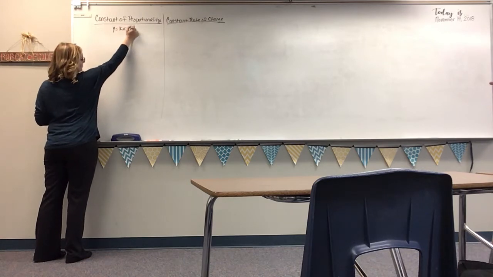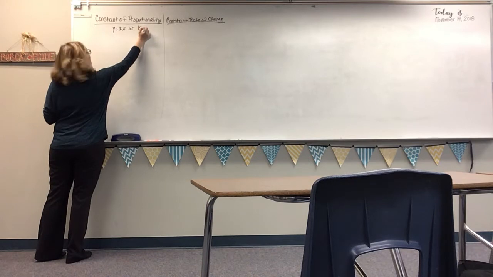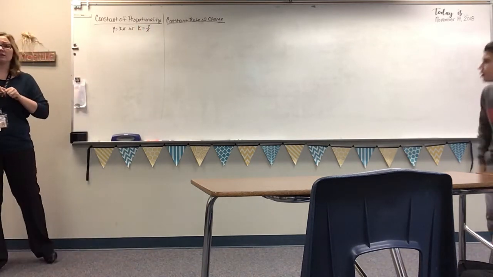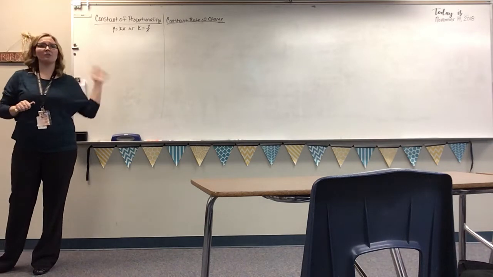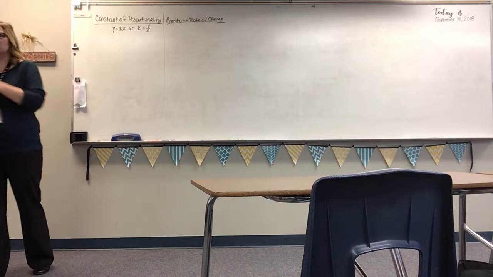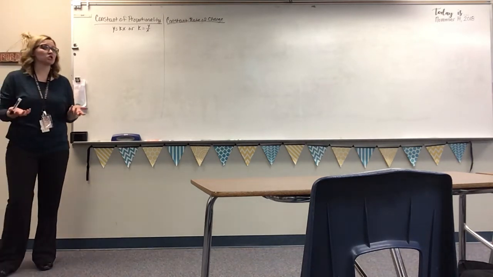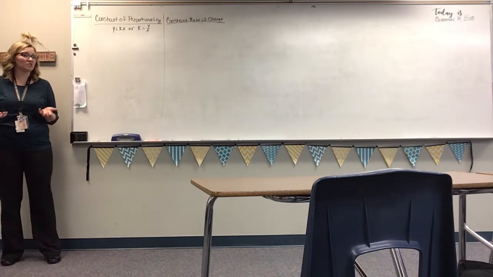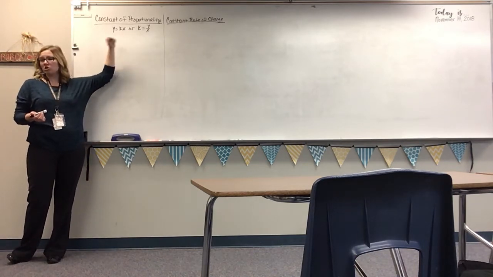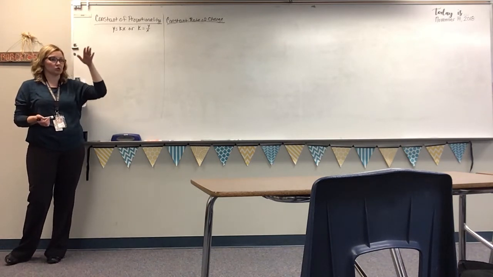y equals kx, or k equals y over x. Very good. Now, notice there's not a plus or minus anything on here, right? There's no constant. It's just the coefficient and variable. That's how you know it's a proportional relationship. When it comes to equations, if there's nothing being added or subtracted, it's proportional. If it's just the variable and the coefficient, it's proportional.